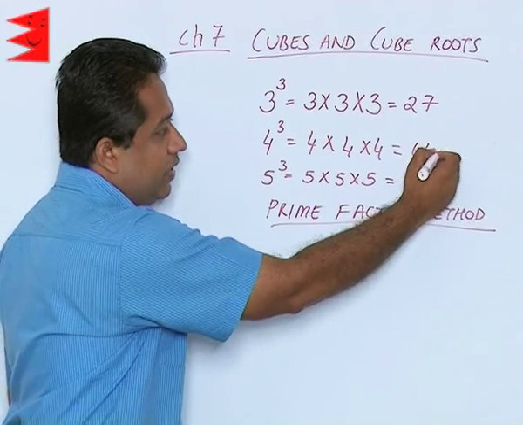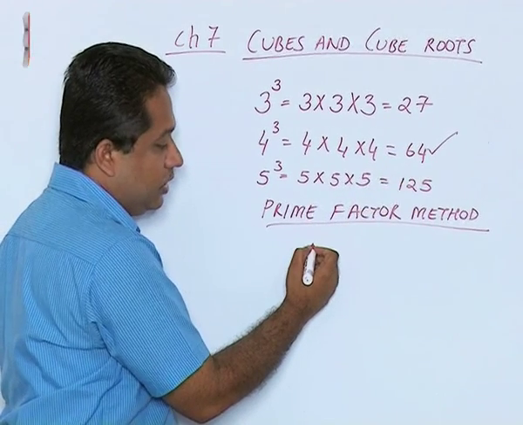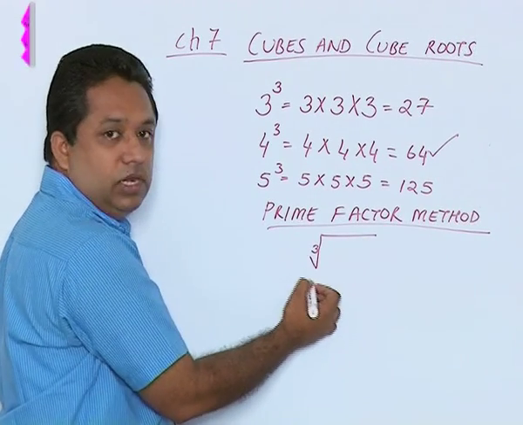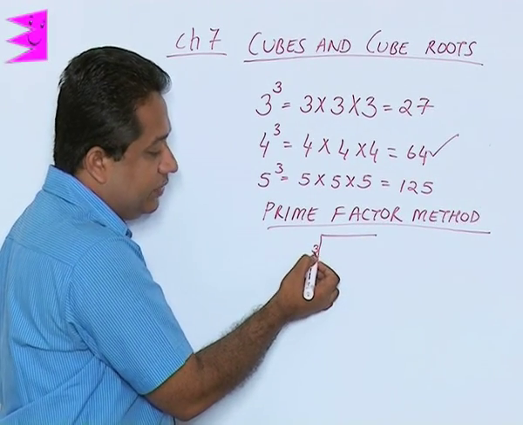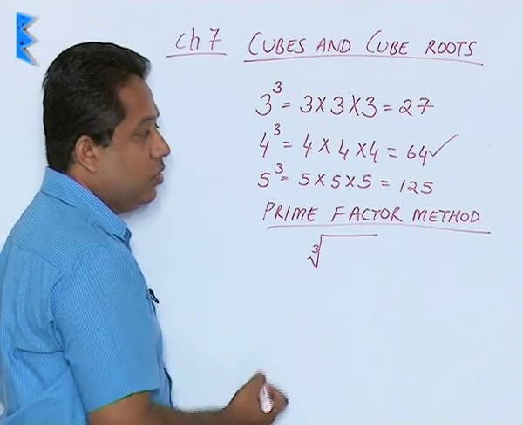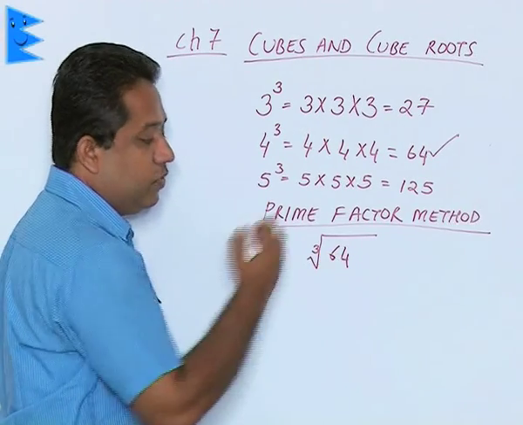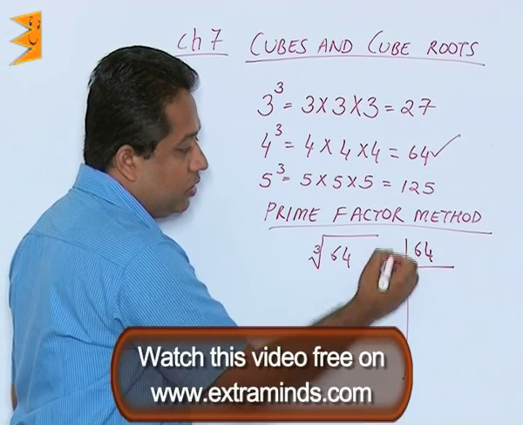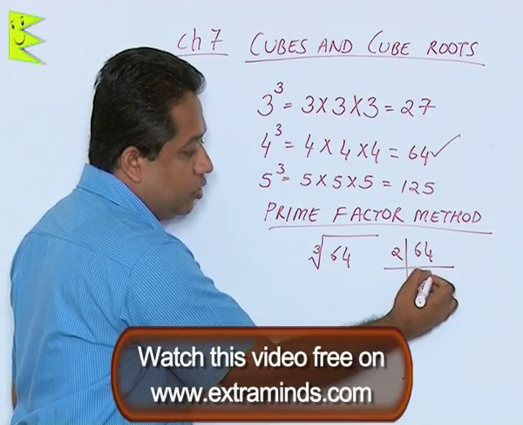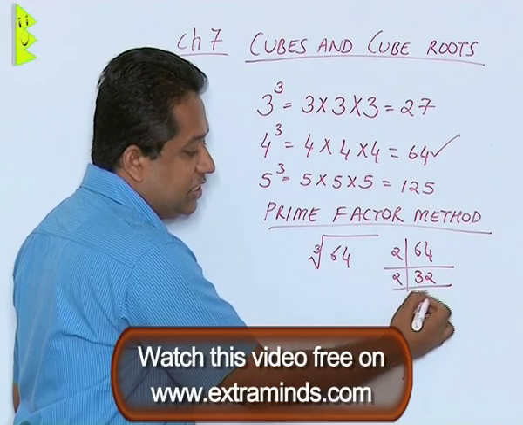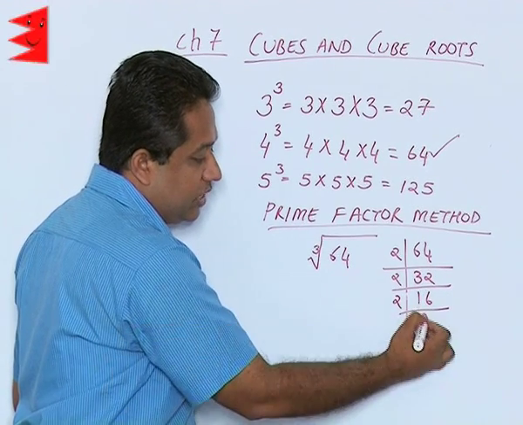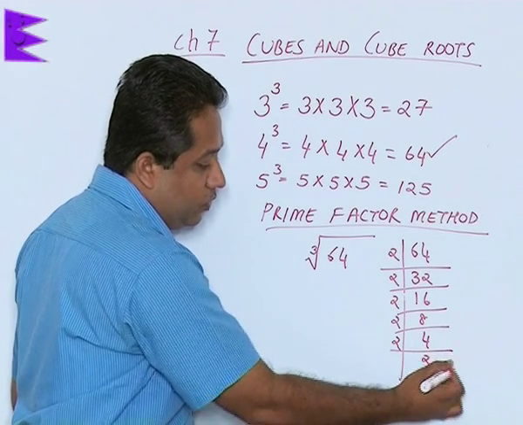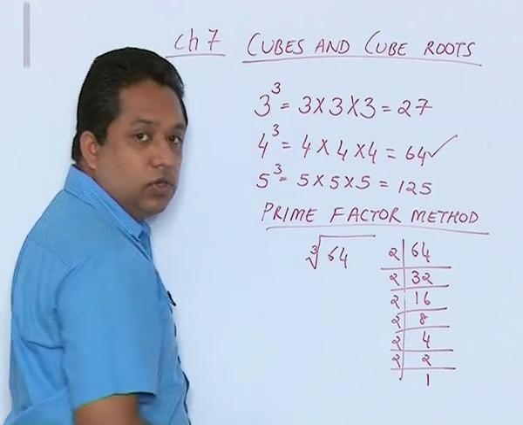For example, let us find out the cube root of 64. The symbol for cube root is this. This is a square root symbol and we write a small 3 inside this indicating this is cube root. So, cube root of 64. We will find out the factors of 64. 2 goes 32 times, 2 goes 16 times, 2 goes 8 times here, 2 goes 4 times in 8, 2 2s are 4 and finally 2 1s are 2.